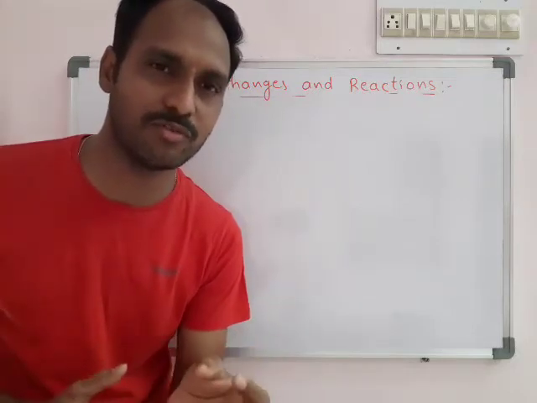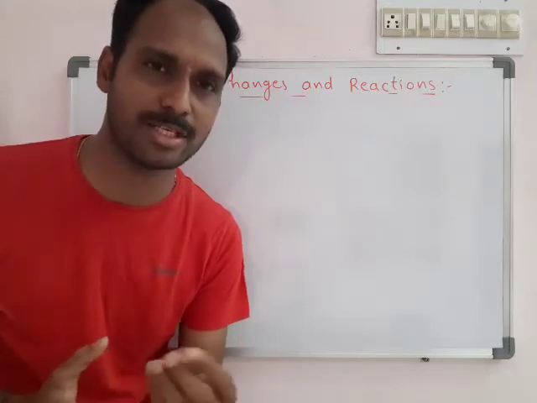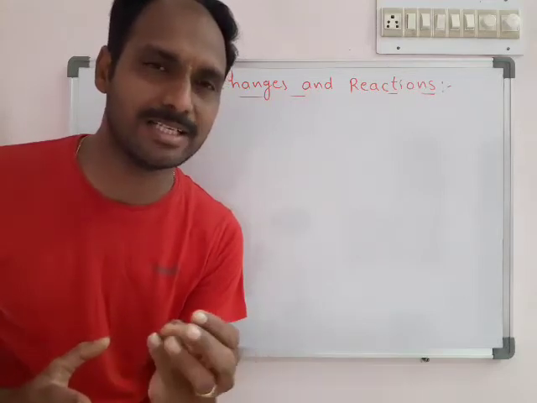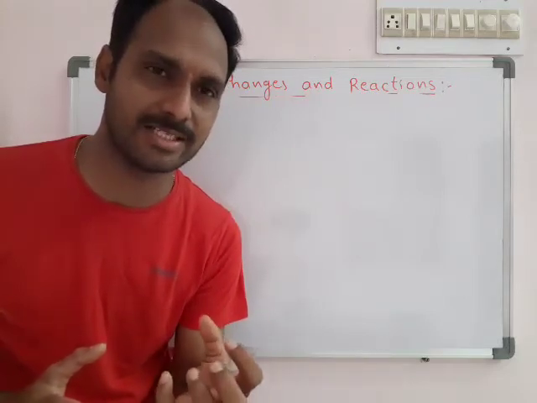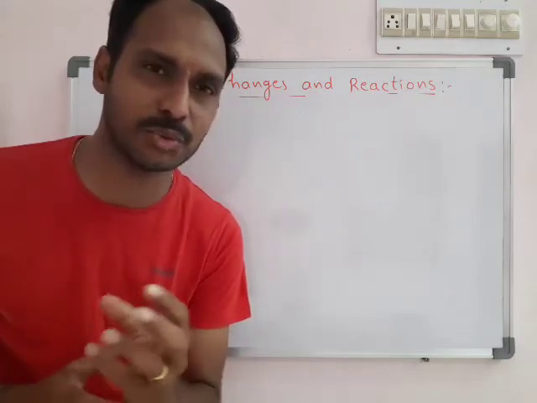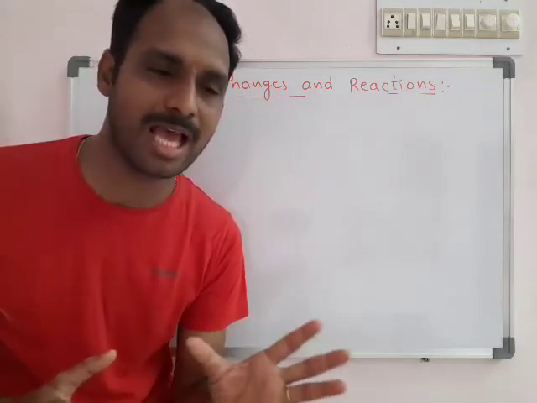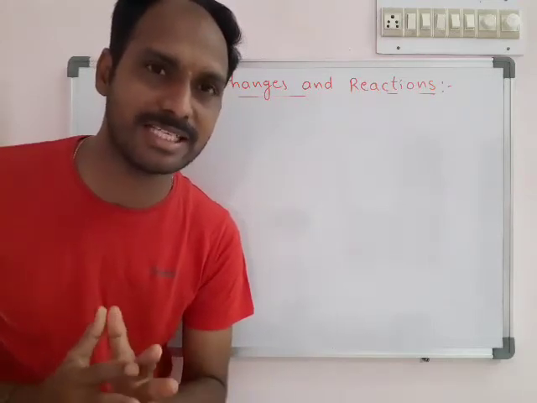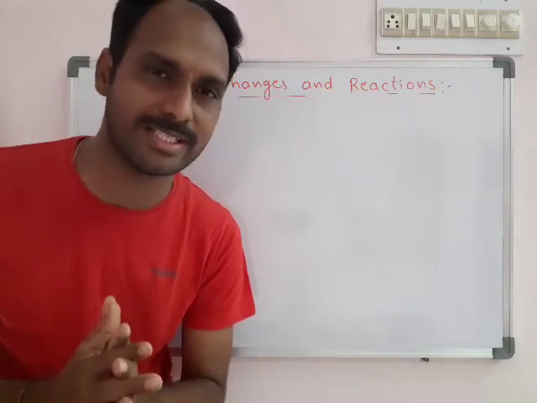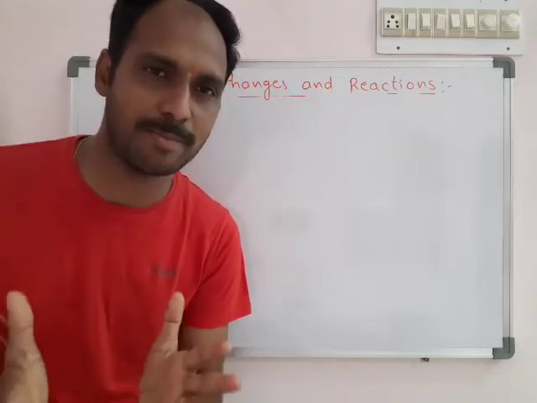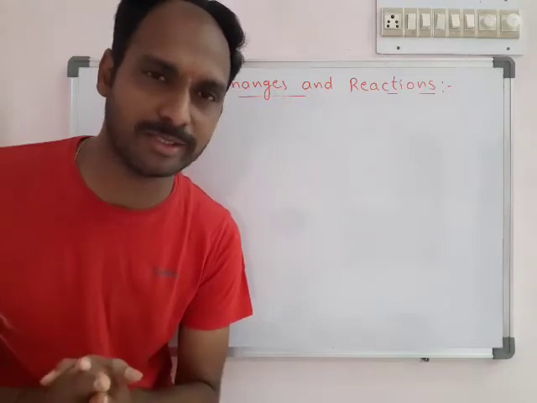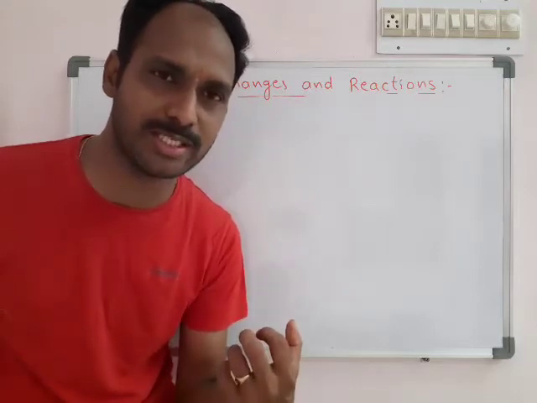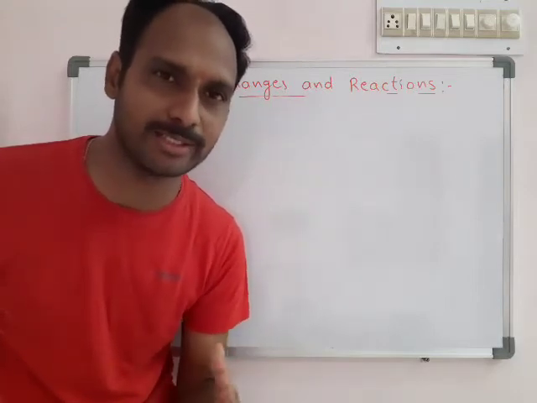For example, if you take water, H2O, at room temperature it is present in the form of liquid. If you decrease its temperature by freezing it, that is, by decreasing its temperature to 0 degrees Celsius, it becomes ice, which means it becomes solid. This is the physical state of water, the physical state of H2O. At normal temperature it was liquid in the form of water, and on decreasing the temperature to 0 degrees Celsius or below, it becomes solid.